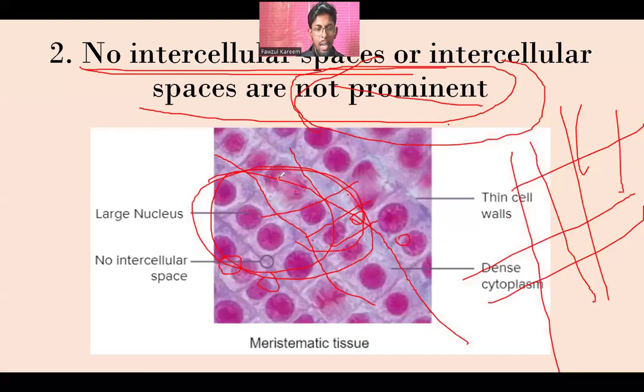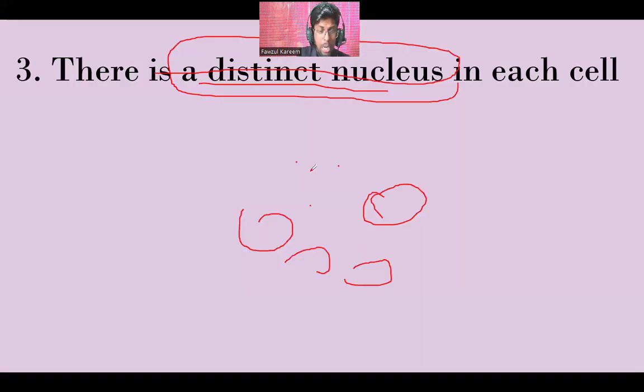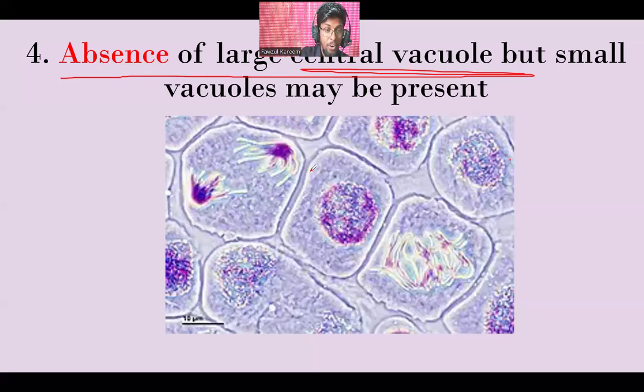Can you see any vacuole here? No, there is no vacuole. Right, very good. So there is no vacuole, only the nucleus is there. So our fact number 3, a distinct nucleus is there. Fact number 4, absence of large vacuole.